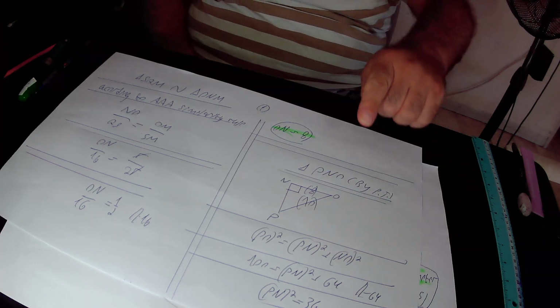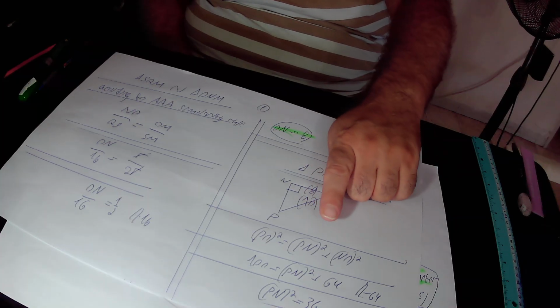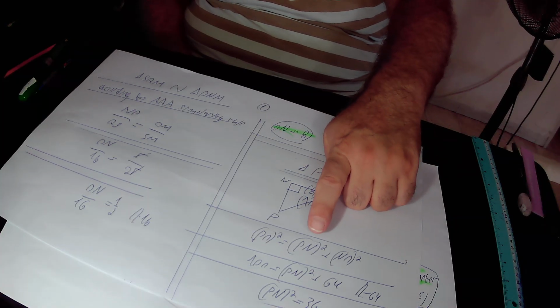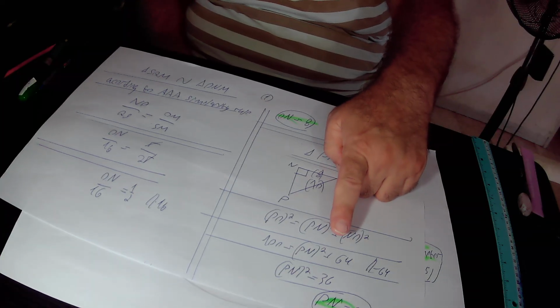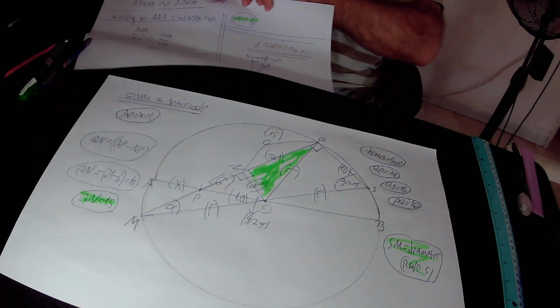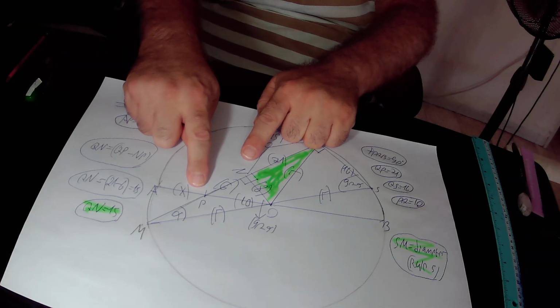Here we subtract 64 from this equation, and finally find that 100 minus 64 is 36, so PN squared equals 36. Here we take the root of this equation, and finally find that PN equals the square root of 36, that is 6. So we found that this is the missing side NP, or PN, that equals 6 units in length.